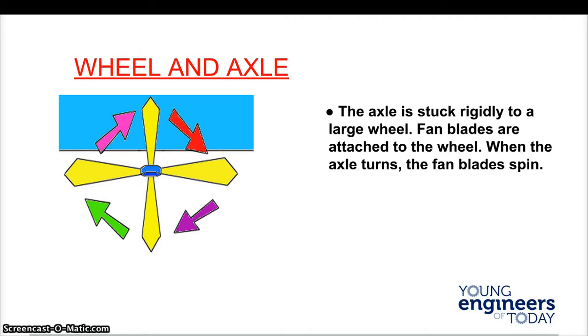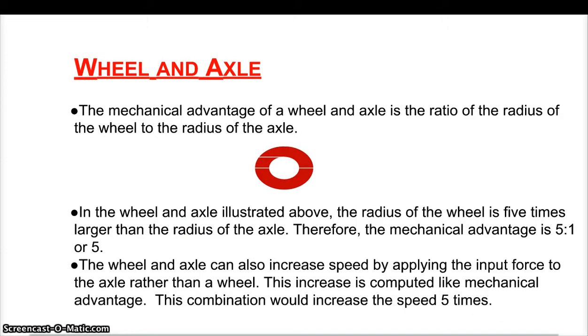Fan blades are attached to the wheel. When the axle turns, the fan blade spins. The mechanical advantage of the wheel and axle is the ratio of the radius of the wheel to the radius of the axle. So basically, you change the radius by one being bigger or smaller.